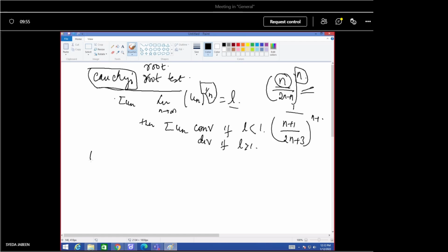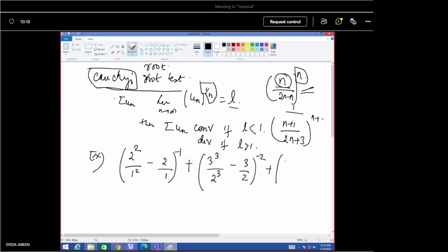Okay, now let us take one example. Test the convergence of this series. Whenever you see any power term, you can directly come to this test instead of wasting time on other tests. So you find the nth term. What will be the nth term of this series?